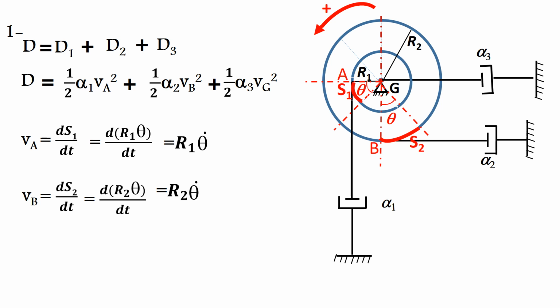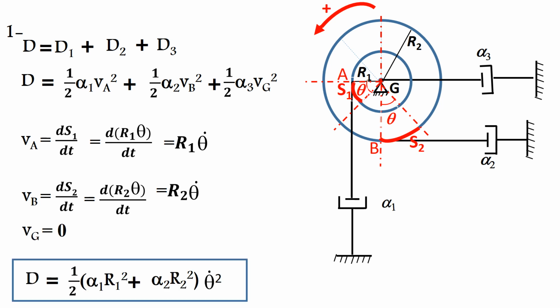And for the point G, it has no displacement at all because it has neither translation nor rotation, because the axis of rotation passes through it. The velocity of the center of the mass is equal to 0. By replacing, we get this expression.